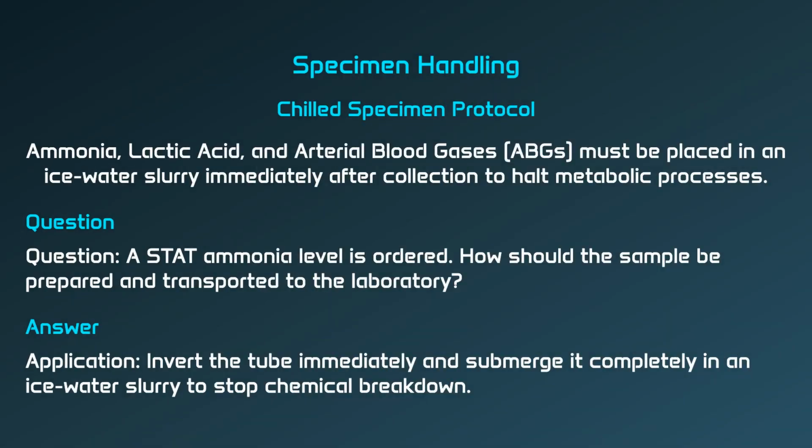Specimen handling: chilled specimen protocol. Ammonia, lactic acid, and arterial blood gases (ABGs) must be placed in an ice water slurry immediately after collection to halt metabolic processes. Question. A stat ammonia level is ordered. How should the sample be prepared and transported to the laboratory? Answer. Application: invert the tube immediately and submerge it completely in an ice water slurry to stop chemical breakdown.